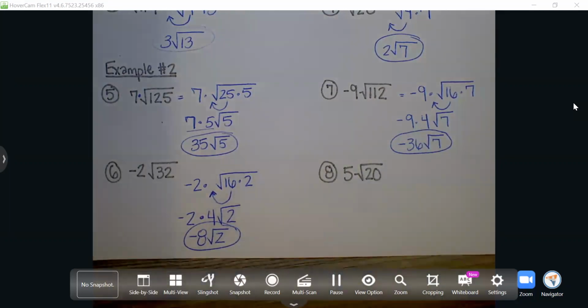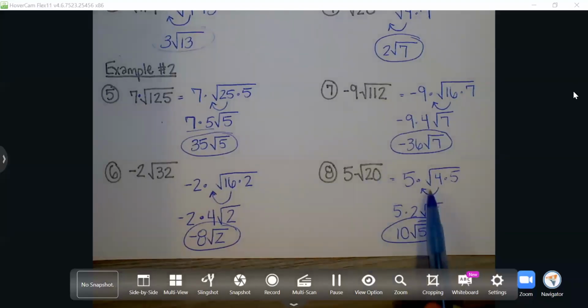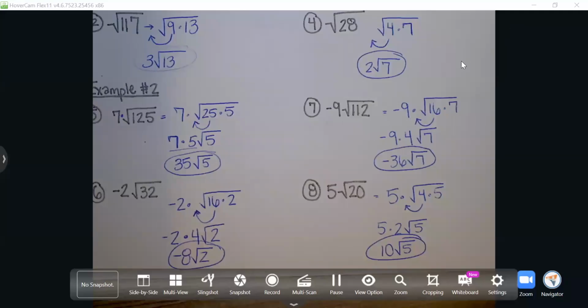Think about how you might break down 20. What perfect square can I divide out of 20? 20 can be broken down into 4 times 5. The square root of 4 is 2, and so I have 5 times 2, which is 10, and that square root of 5 stays in my final answer. And now you're needing to finish the rest of this packet.